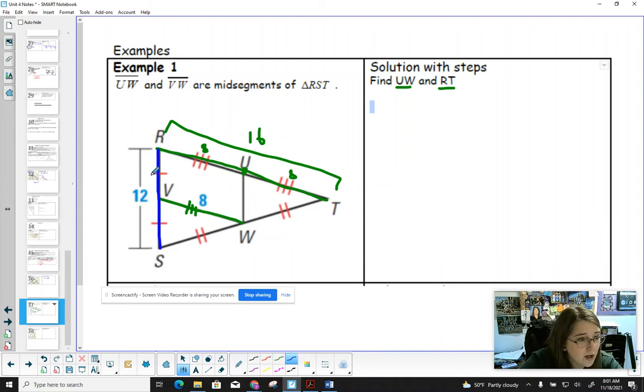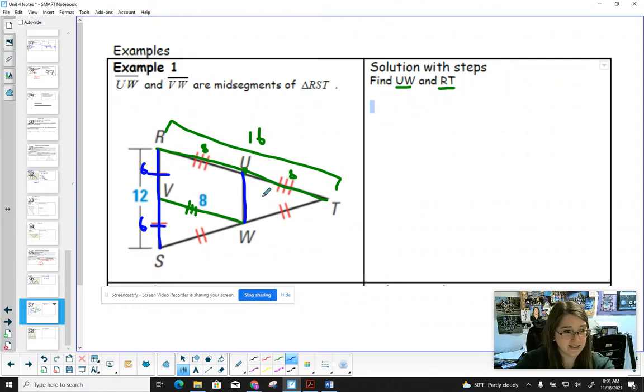This whole thing is 12. What does that make these two segments? 6 and 6, right? Half of 12. So if I swoosh over, parallel to that side, let's go ahead and take a look at that. Parallel to this side is UW. So again, thinking this through, UW is half of this entire side, which is 12.